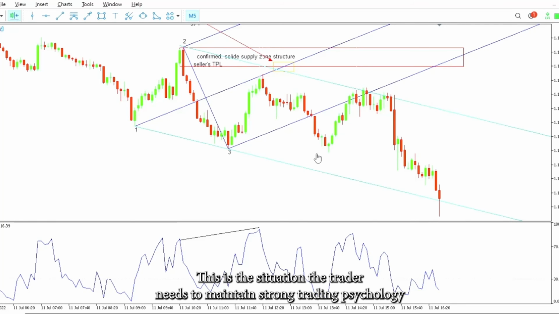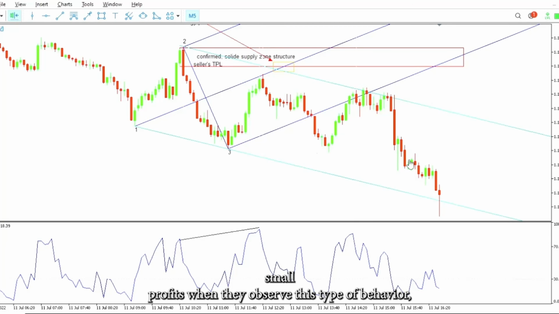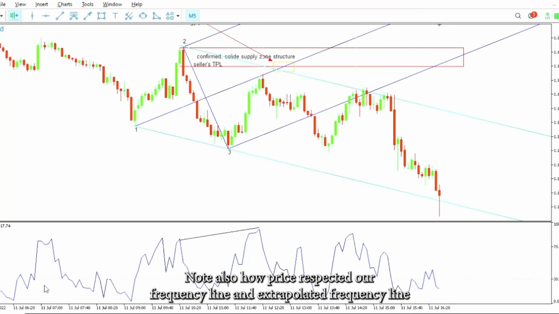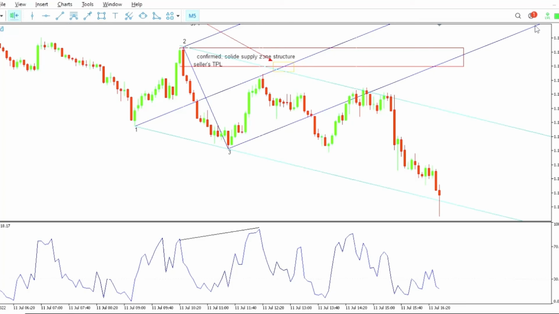This is the situation where the trader needs to maintain strong trading psychology and maintain his or her trade position in the initial logical places. Most retail traders will close their position with small profits when they observe this type of behavior, which is good in the short term but deadly in the long term. Note also how price respected our frequency line and extrapolated frequency line and then suddenly increased volatility to the downside as we were hoping for.